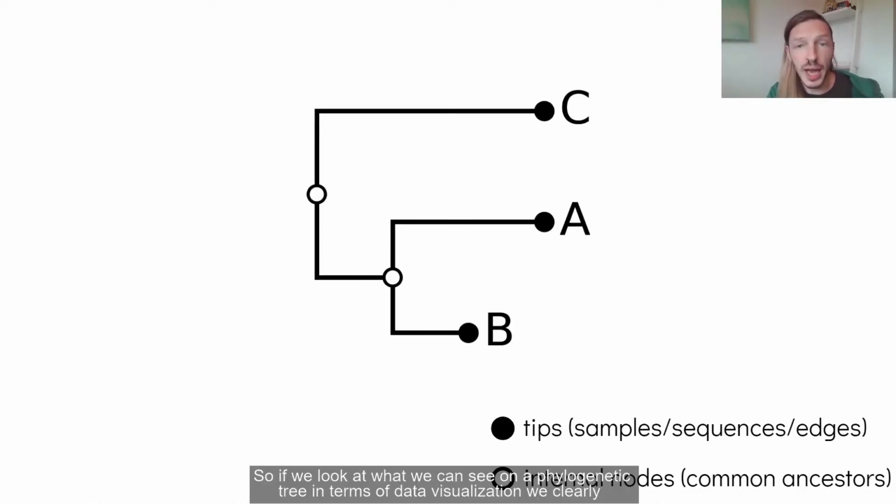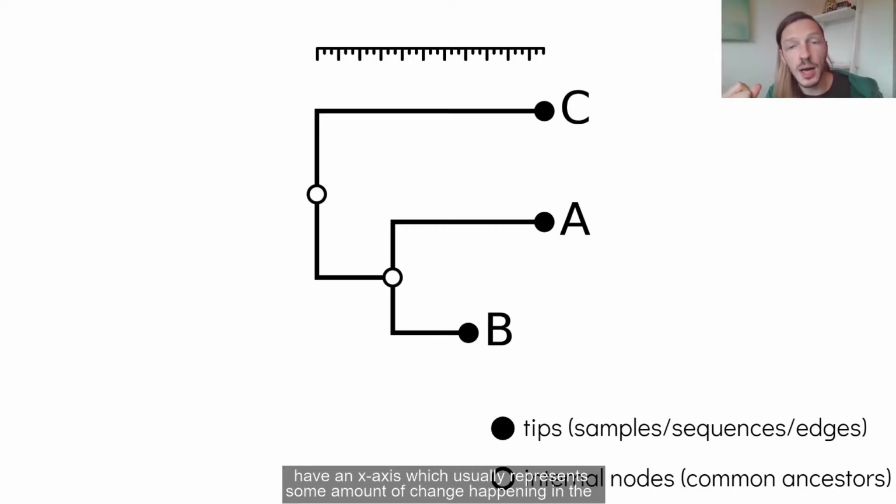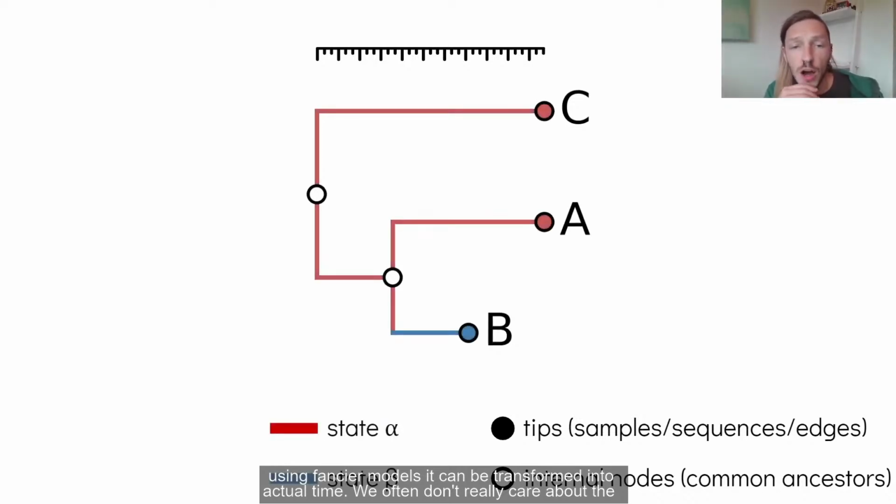So if we look at what we can see on a phylogenetic tree in terms of data visualization, we clearly have an x-axis, which usually represents some amount of change happening in the tree on each individual independent branch. This is usually expressed as number of mutations, or using fancier models that can be transformed into actual time. We often don't really care about the history of the samples themselves. We usually care about some process that happens on the phylogeny that can help us disentangle essentially the process.